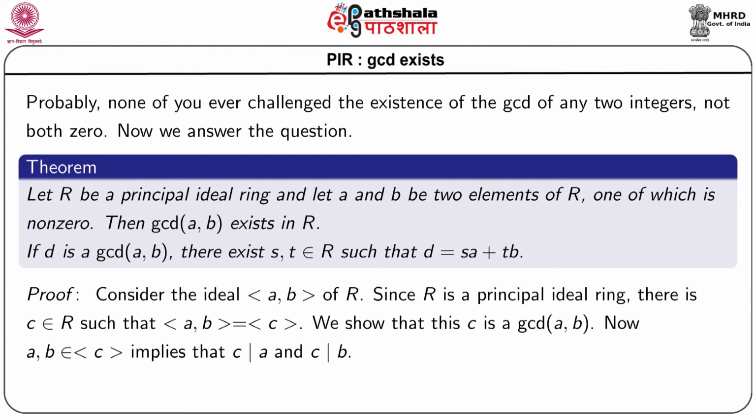Consider the ideal generated by A and B. Since every ideal of R is a principal ideal, there is some C in R such that the ideal generated by A, B can also be generated by C. Here we show that this C is a GCD of A, B. Note that since at least one of A and B is non-zero, C is also non-zero. And since both A and B belong to the ideal generated by C, it follows that C divides A and C divides B. So, C becomes a common divisor of A and B.